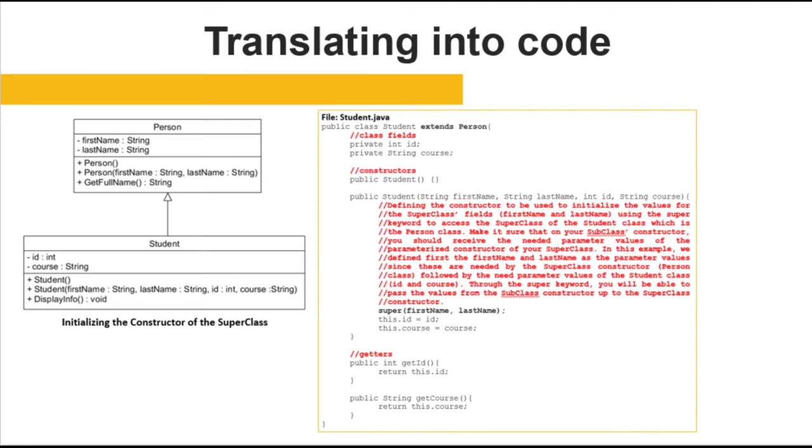As defined in the class diagram, the student class has class fields such as ID and course, but since we use an arrow that points to another class, in our case the person class, the student class is now a subclass of the person class and will be able to receive the class fields such as first name and last name, including its getters and the method named getFullName, even without directly defining them inside the body of the student class.